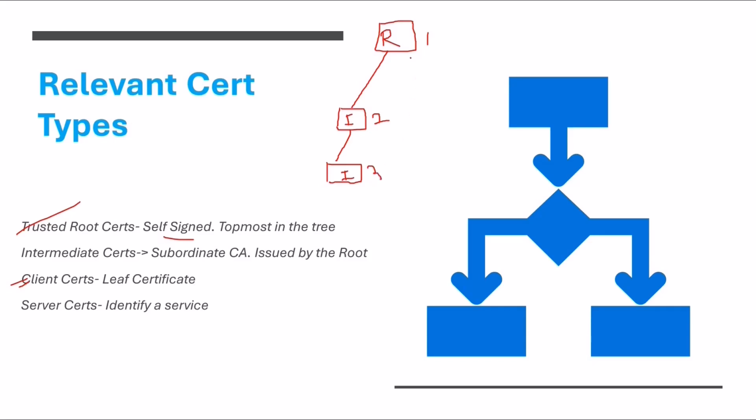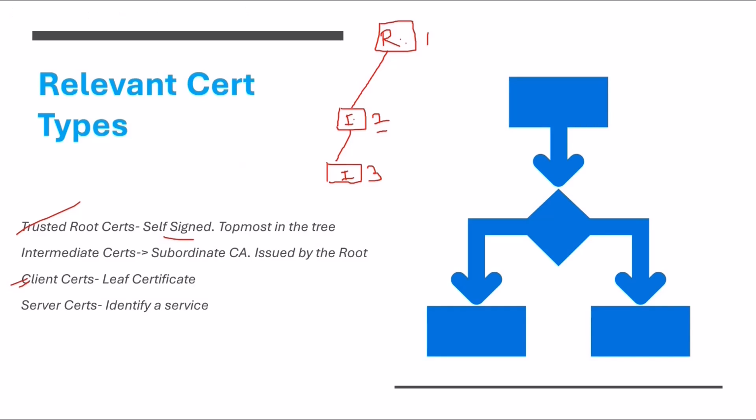So a root certificate is a certificate that is issued by the root and to the root. An intermediate certificate is a certificate which is issued by the root to the intermediate, and an issuing certificate is issued by the intermediate to the issuing CA.